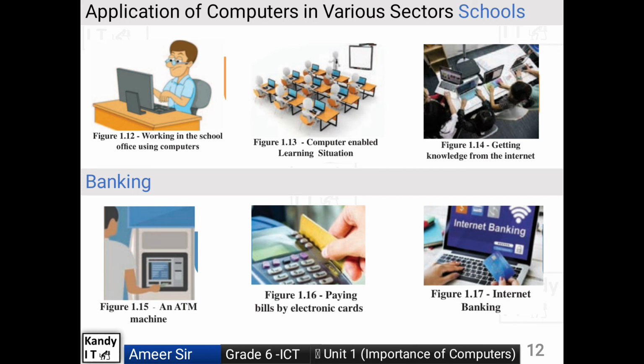In the banking side, ATM machines are connected to computers, and we can pay our bills using electronic cards like debit card and credit card. We can physically pay, or these cards can be connected to our phones, or these details can be entered to a laptop or desktop, and we can do internet or mobile banking.